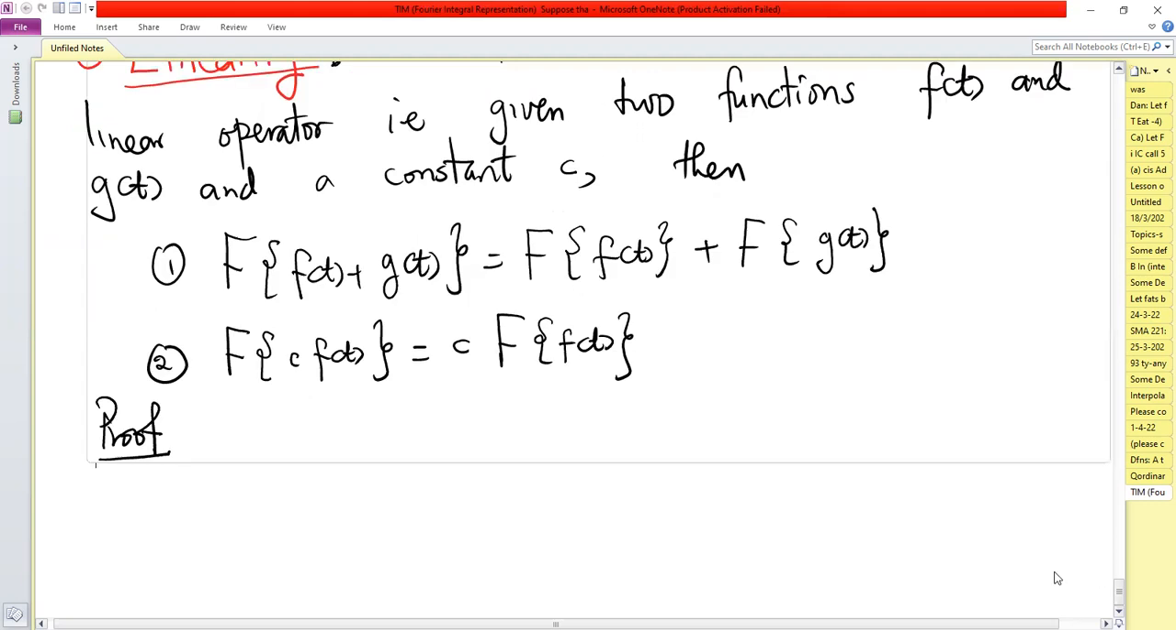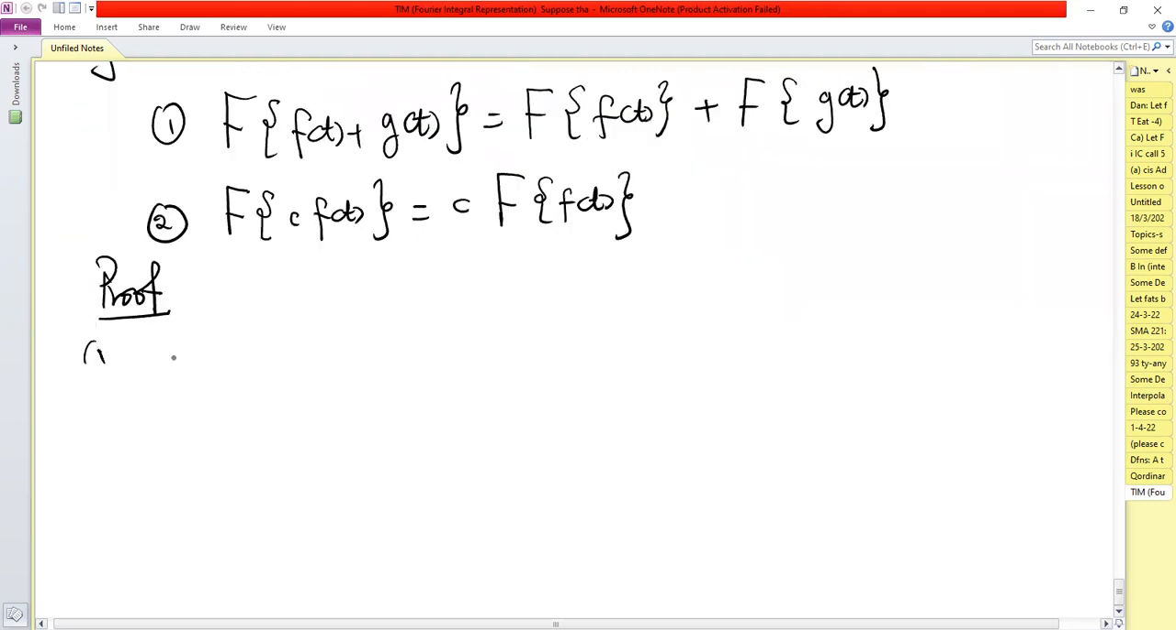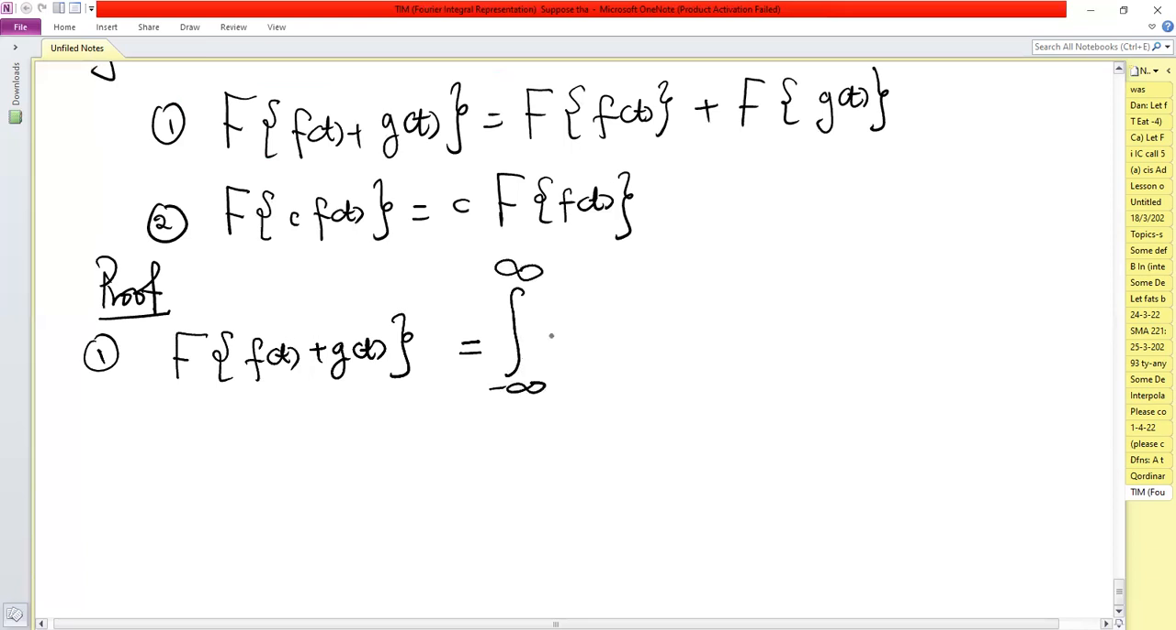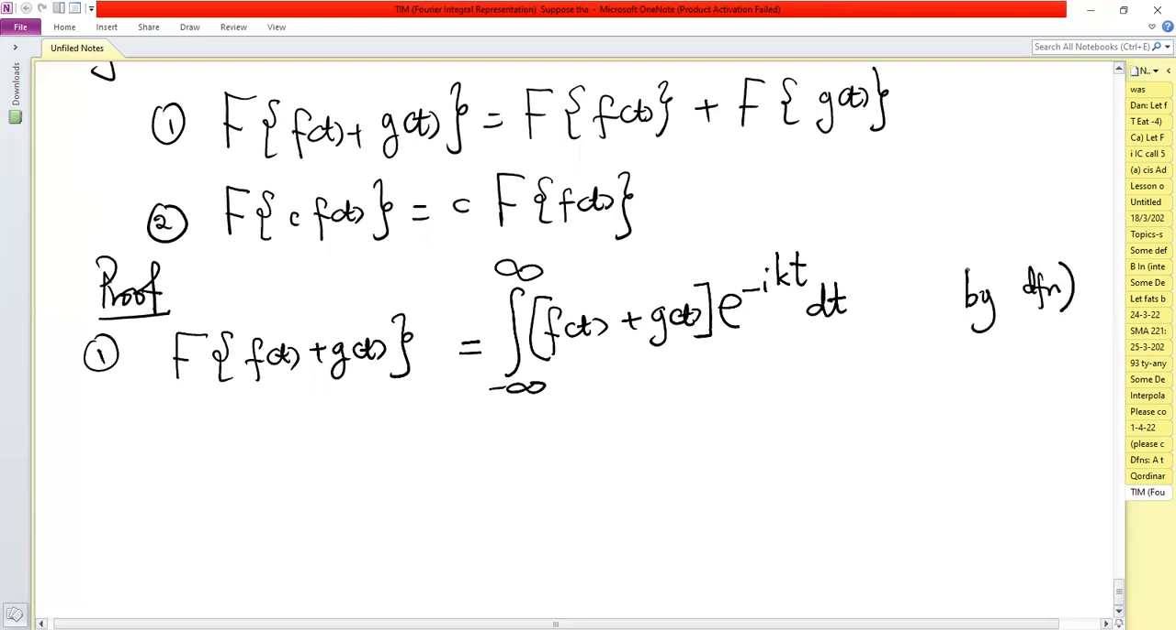So the first part claims that the Fourier transform of the sum of these two functions, f of t and g of t. From the definition, this will be the same as the integral from minus infinity to positive infinity of this sum, f of t plus g of t, and then we multiply by e raised to the power negative i k t dt. So this is by the definition of a Fourier transform of any given function.